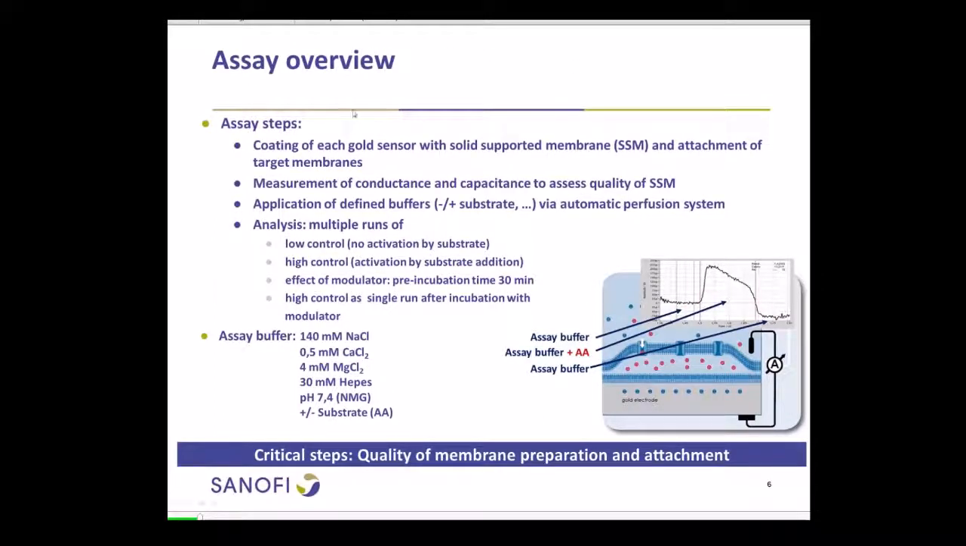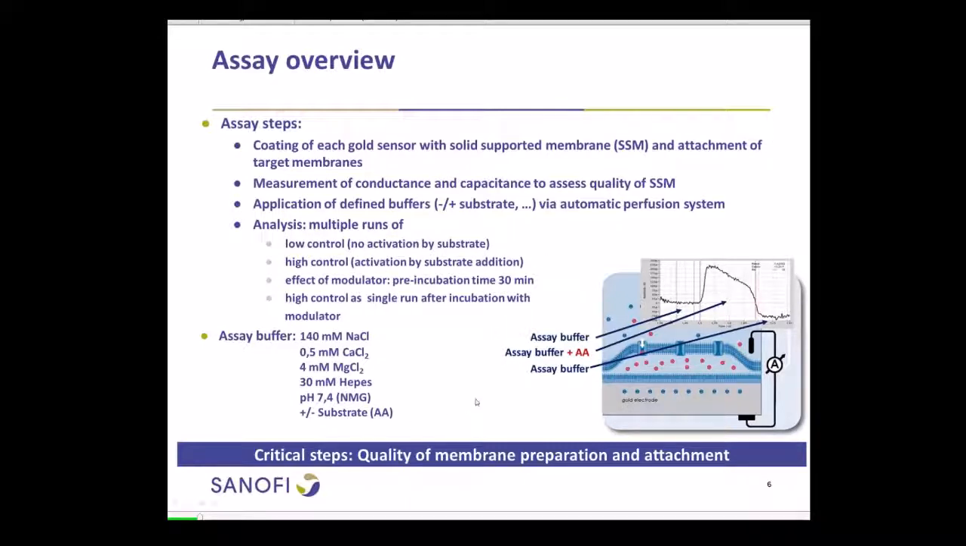On this slide you see a brief assay overview, not really detailed, but just what we're doing during the assay cascade. So we coat first the gold sensor with the solid supported membranes and attach the target membranes. Afterwards we check the quality of the preparation, and then we apply the buffers via the automated perfusion system, and then we run the compound testing with a couple of low controls and high controls on every plate.